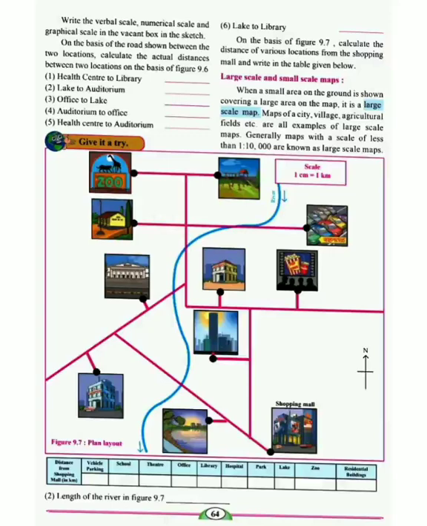Now coming towards large scale and small scale map. On the basis of figure 9.7, calculate the distance of various locations from the shopping mall and write it in the table form. So you just have to write it in the table form. The table is given below, see.